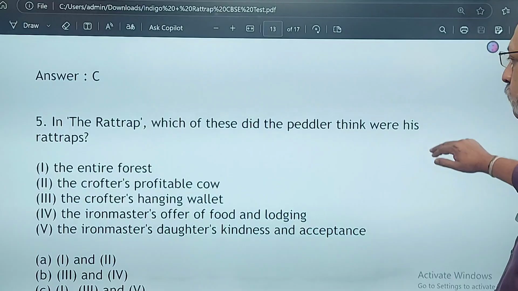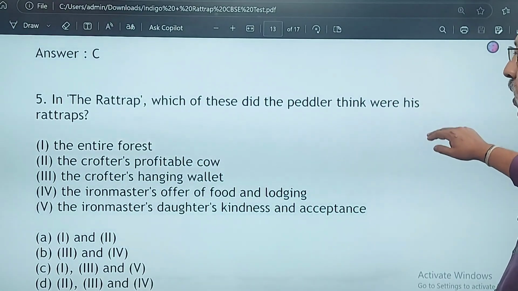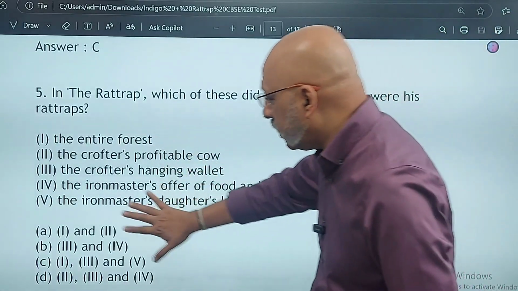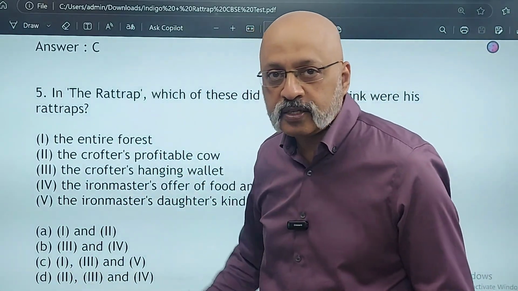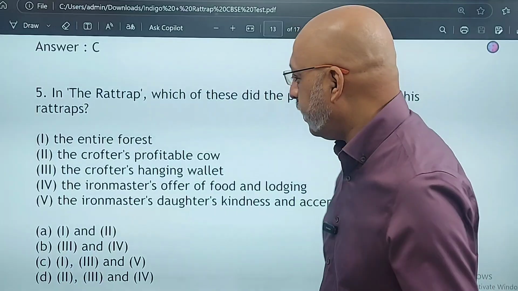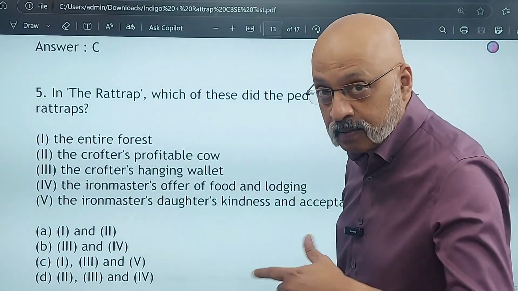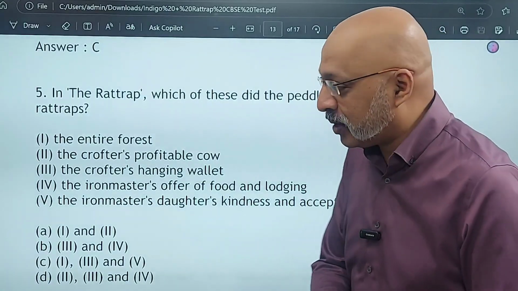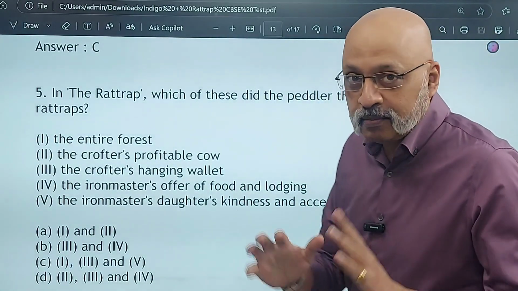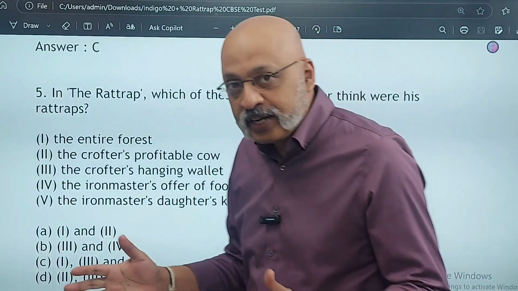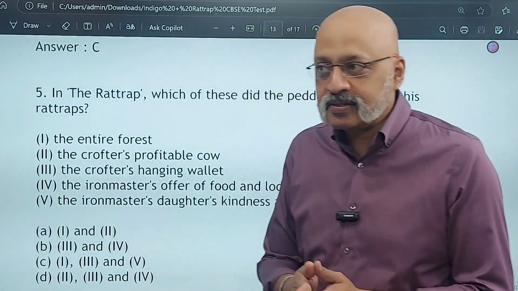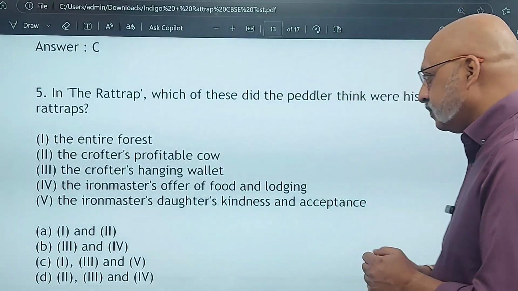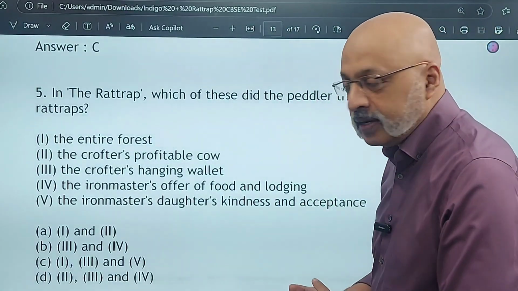In The Rat Trap, which of these did the peddler think were his rat traps? The entire forest, the crofter. Now you have 5 options here, and it's a very MBA level CAT kind of answer. CAT exam में, इस तरह के questions आते हैं, where the options are so close you get very confused. I've been helping my daughter prepare for this examination, and it has been a very fascinating journey, as well as very, very demanding. I'll tell you the results when they finally come.